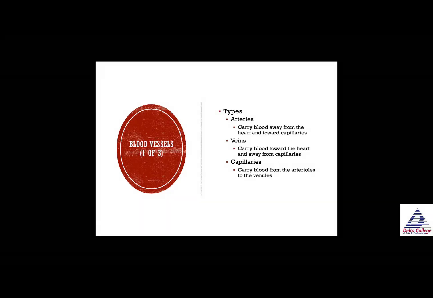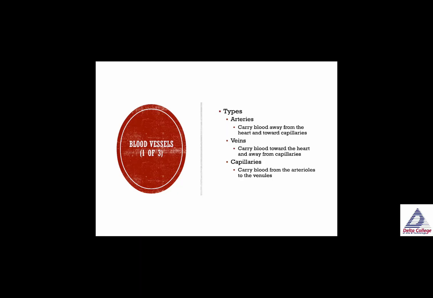Now, this is the typical blood vessels throughout the body. It's a little different in the pulmonary circulation that we talked about earlier. Right now, we're just talking about our normal arteries and veins and capillaries throughout our body, not necessarily in the lungs. So that's a little different. But just remember, arteries away from the heart, veins toward the heart, and capillaries carry blood from arterioles to the venules.